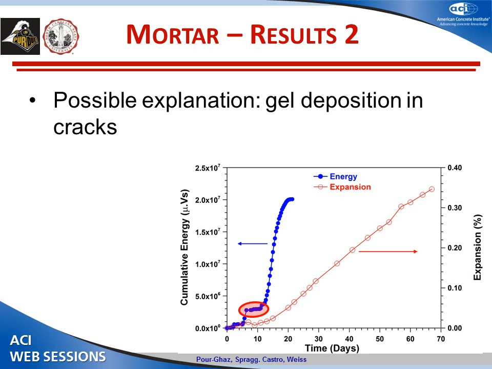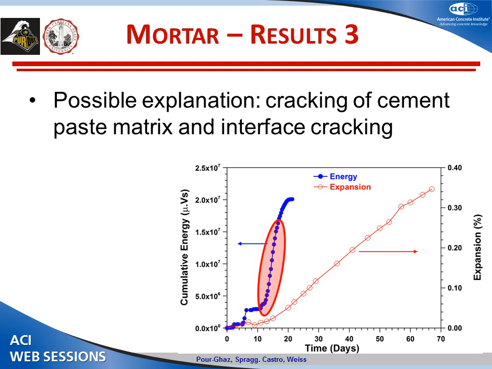After this, we have a dormant period that we think is because we now have cracking happening inside the sample. The gels have more space to deposit, and basically we have more space inside the system, and the gels are being developed and deposited in those and are not causing any more cracking. After this, the gels are absorbing water and they're causing more cracking inside the system.